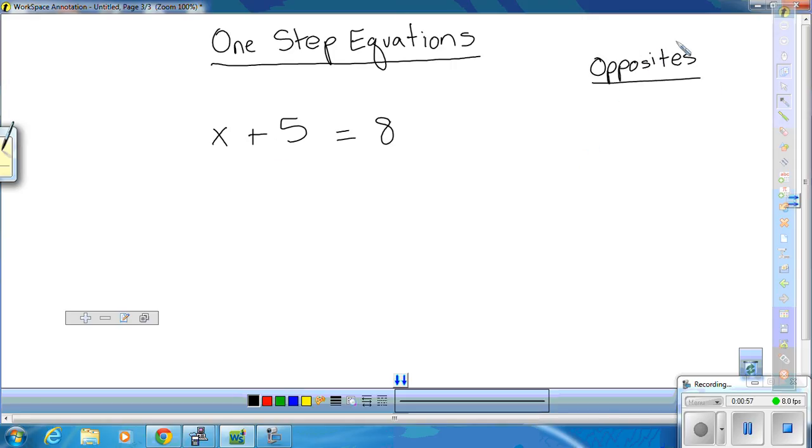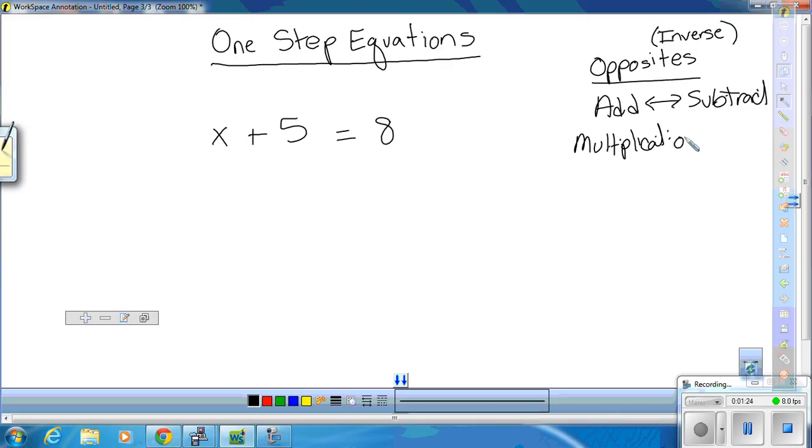So when we think about opposites, another good math word for that is an inverse. So we're talking about inverses. The inverse of adding something is to subtract something. The inverse of subtracting something is to add something. So those are opposites of each other. When we're talking about undoing multiplication, we're generally going to be talking about division. So multiplication and division are opposites of each other. Those are things that we want to keep in mind.